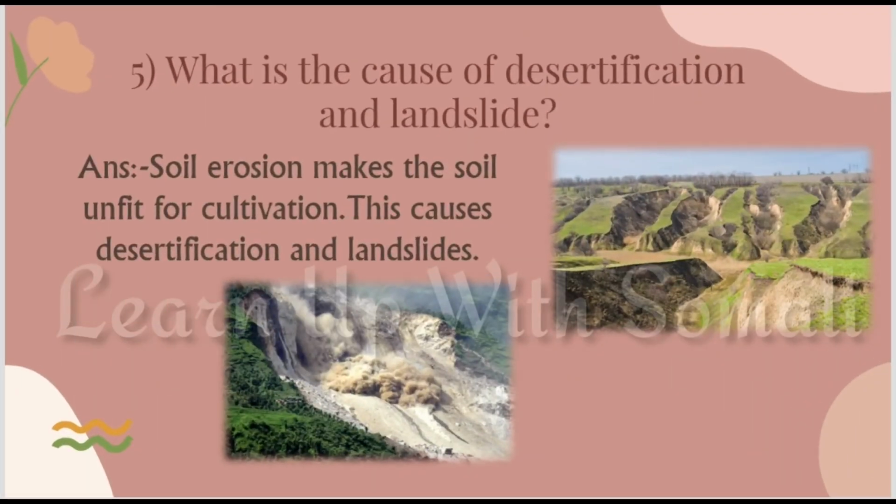Question number 5. What is the cause of desertification and landslides? The answer to this is soil erosion makes the soil unfit for cultivation. This causes desertification and landslides.